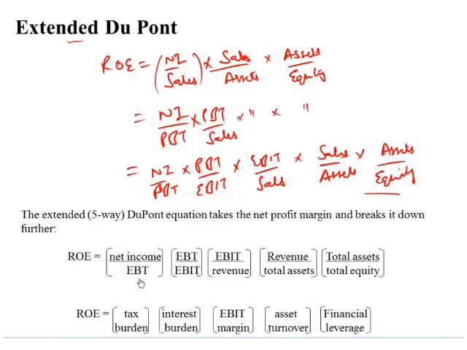The first term in this analysis, that is net income upon EBT or profit before tax, is called the tax burden. The profit before tax upon the EBIT is called the interest burden. This is because this ratio tells us how much lower is the profit before tax from the operating income or the profit before interest and tax. Similarly, the first ratio tells us how much lower is the net income from the earnings before tax, and the only metric between the two is the tax burden. EBIT upon revenue is the operating profit margin or the EBIT margin, and the asset turnover and financial leverage remain the same from the original DuPont.